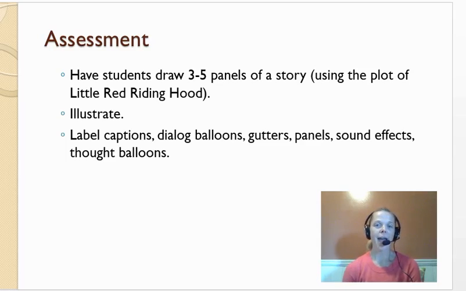and I want you to label captions, dialogue balloons, gutters, panels, sound effects, and thought balloons. Make sure you include one of each of these in your illustration. Once you include them, you need to label them. If you have a caption, then label it caption so that I'm aware that you know what a caption is. Same thing with dialogue balloons. If you have a conversation between the big bad wolf and Little Red Riding Hood, please label it a dialogue balloon. Please label gutters, panels, any sound effects you might use, and any thought balloons if the wolf or Red Riding Hood are having some thoughts.